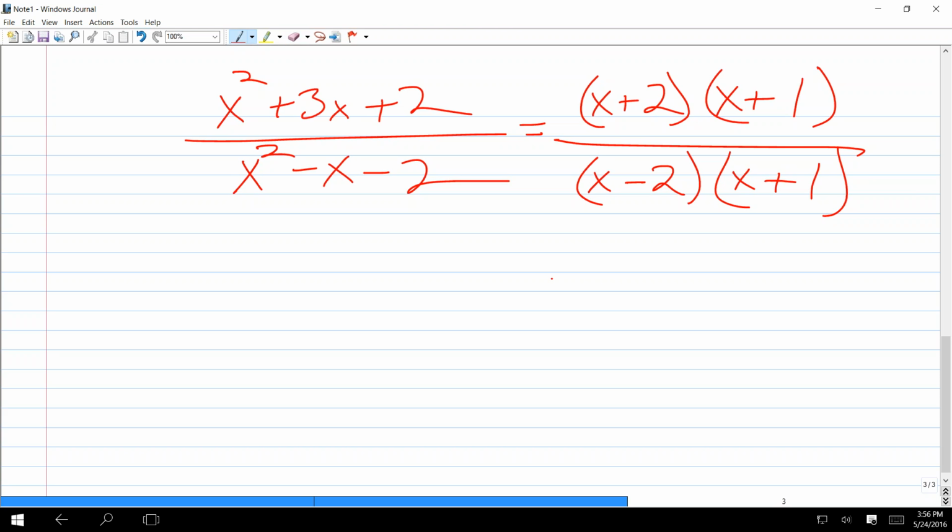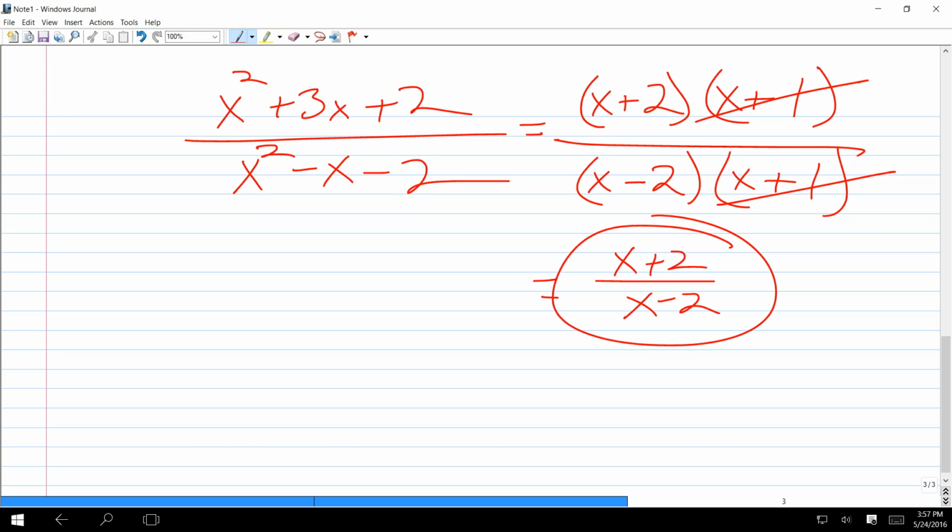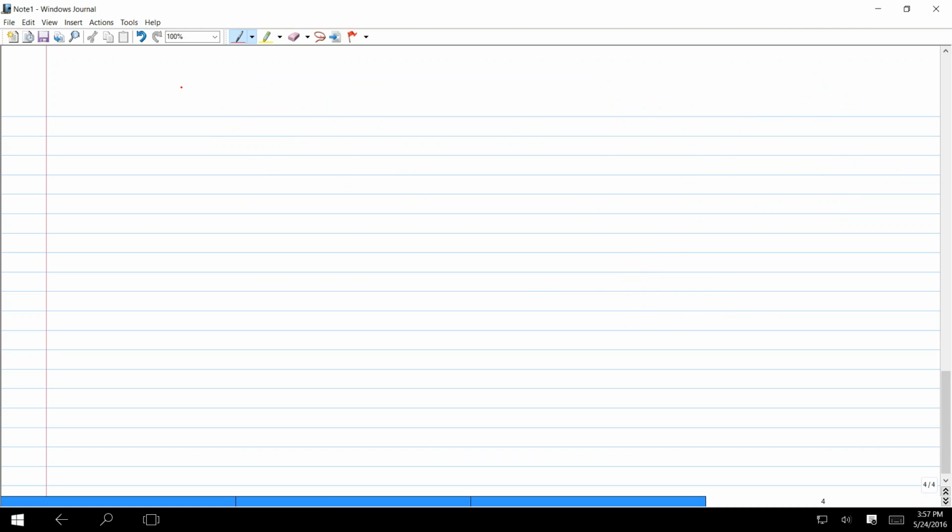Now what can we do? Cancel x plus 1. Yeah, I can divide top and bottom by x plus 1, and it leaves this. And I cannot simplify that any further. Okay. There's another one. x squared over x squared minus 4 minus x plus 1 over x plus 2.